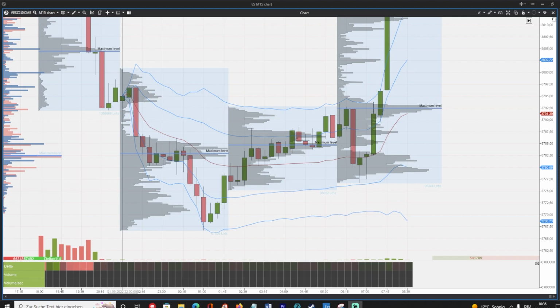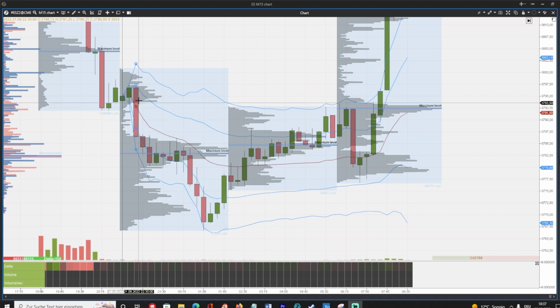So before I look at the footprint chart and the order flow, I want to see what happened during the Asia session. This is why I check the subwaves and the volume of it. Here you can see the 4-hour volume profile and the 15-minute chart of the S&P 500. That means each volume profile represents 4 hours.